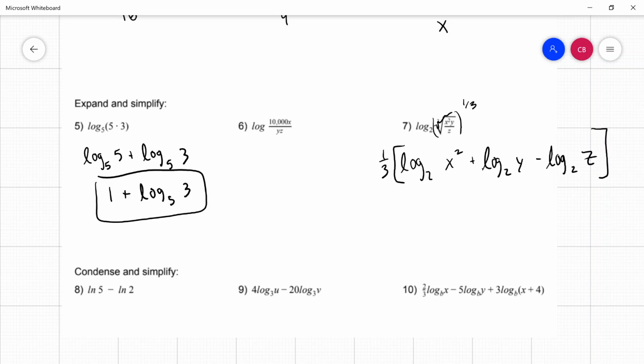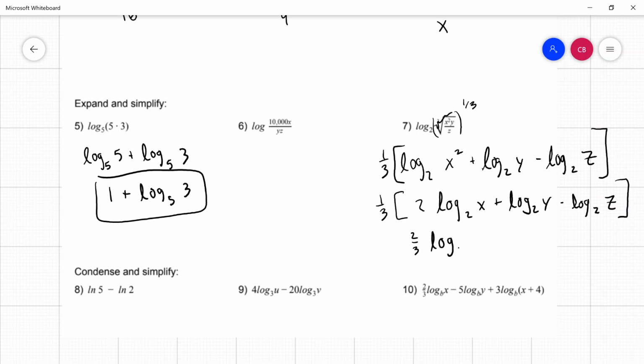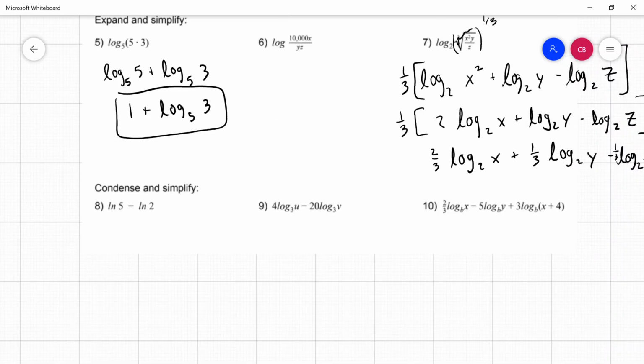Okay, let's take care of the powers now. This is 1/3, 2 log 2x plus log 2y minus log 2z. Just be very slow and meticulous with this. This is going to be 1/3 times everything here, so we've got 2/3 log 2x plus 1/3 log 2y minus 1/3 log 2z. 1/3 times that. Sorry.